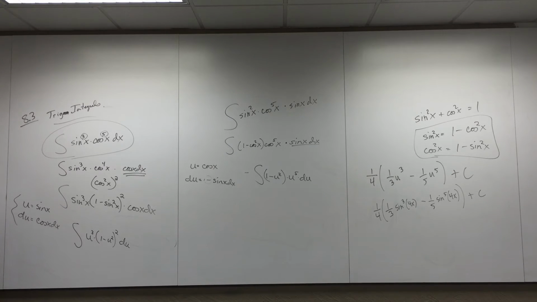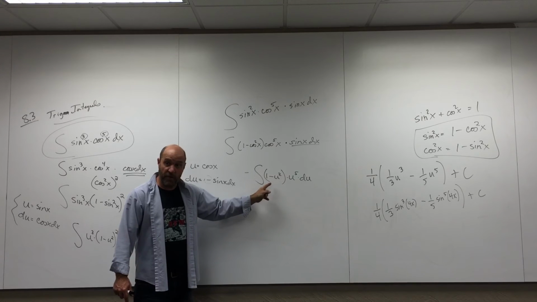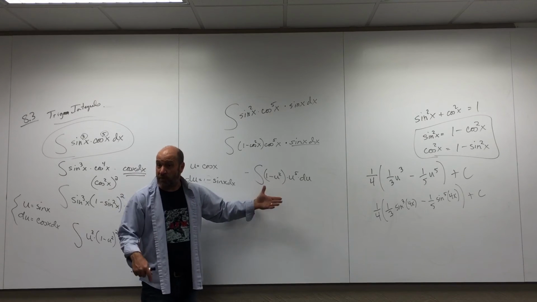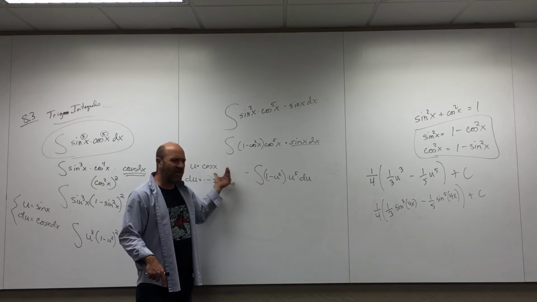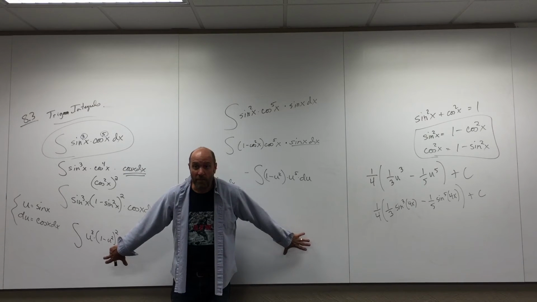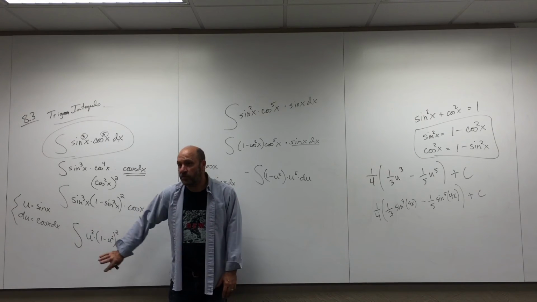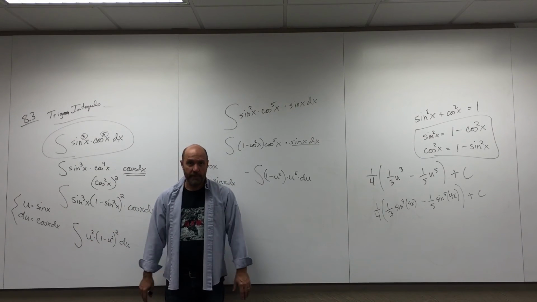So here's what's interesting. I warned you, FOIL this out, distribute, and integrate. When you're done, you're going to replace all your u's with what they were. What were they? Sines. Same thing here. This one's a little easier. You don't have to FOIL it, but you do have to distribute. Distribute, integrate, and after you integrate, replace these u's with what they are. They're cosines. Your answer is going to look way different than this answer, but they're equivalent.